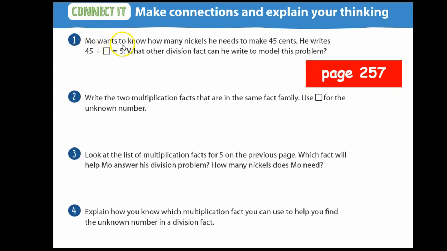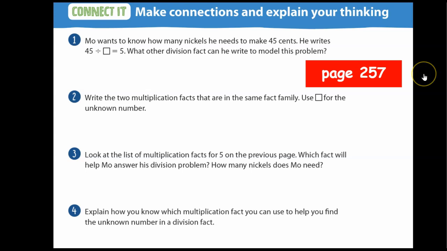So look, it says Mo wants to know how many nickels he needs to make 45 cents. He writes 45 divided by blank equals 5. What other division fact can he write to model this? So he already has 40 divided. Okay, let's put a question mark there. 40 divided by question mark equals 5. What would be the other one?